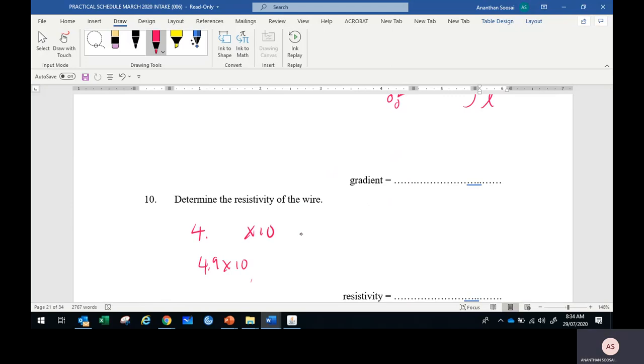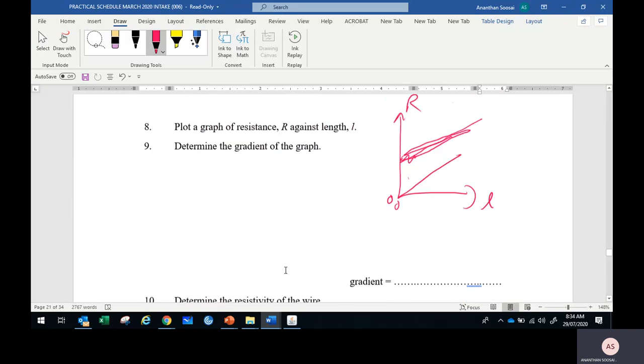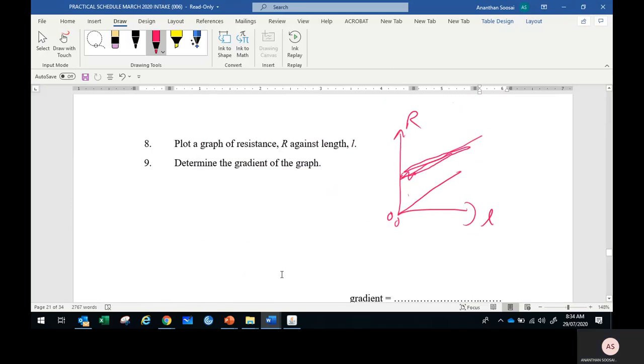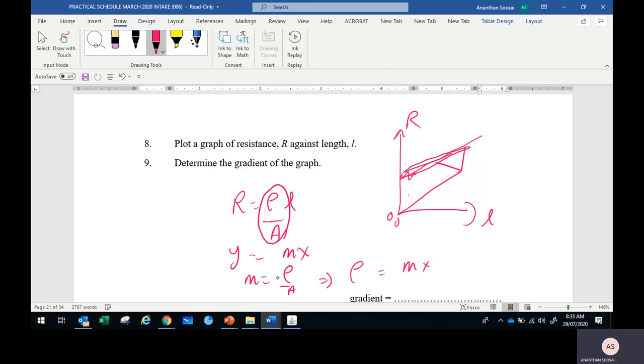Oh, maybe your unit, any unit problem? Your gradient is your resistivity, right? Oh, what does your gradient represent from the graph? R equals to what? R equals rho L over A, right? So y equals mx. So your gradient is rho over A. So therefore, rho should be the gradient times the area. And you get your resistivity.